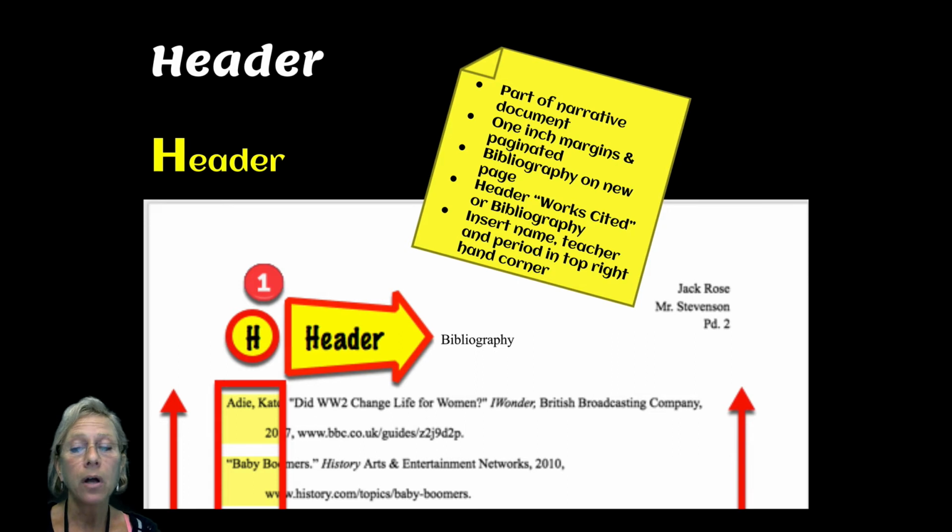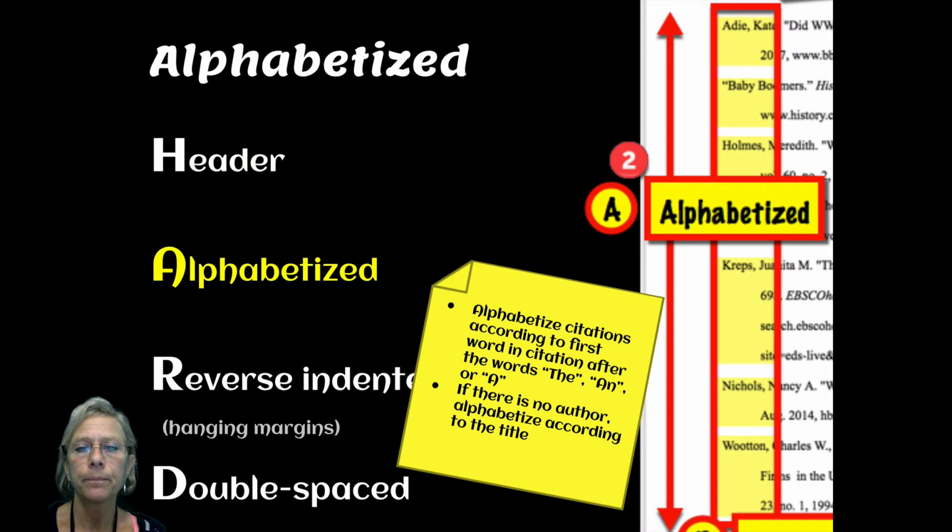Now you're going to either call it a bibliography or a works cited, depending on what it is. A bibliography will list all of the resources you consulted, and a works cited will only include the sources that you are referencing in your document through embedded citations. In the top right-hand corner, you should insert your name and the teacher's name and the period which you meet with that class. The next thing is alphabetized.